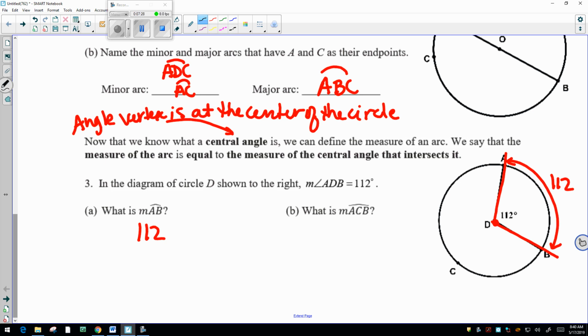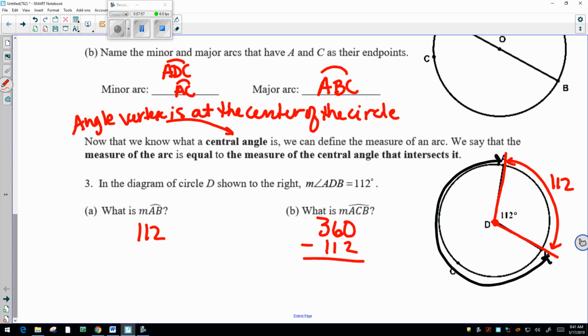So then they want to know, well, what's the measure of arc ACB? So notice the 3 letters, that's the direction we're going to trace it out. So I go from A around to C, around to B. You have to hit the points in that order. So that's making up the rest of the circle if I go in this direction, A to C to B. Well, if I have 112 from the minor arc, I know there's 360 degrees in a total circle. If I subtract that out, it's going to leave me with what's left over, which is 248 degrees.